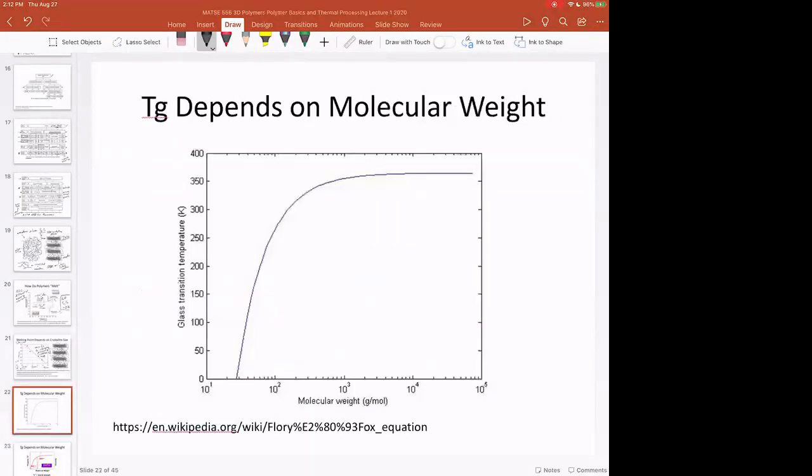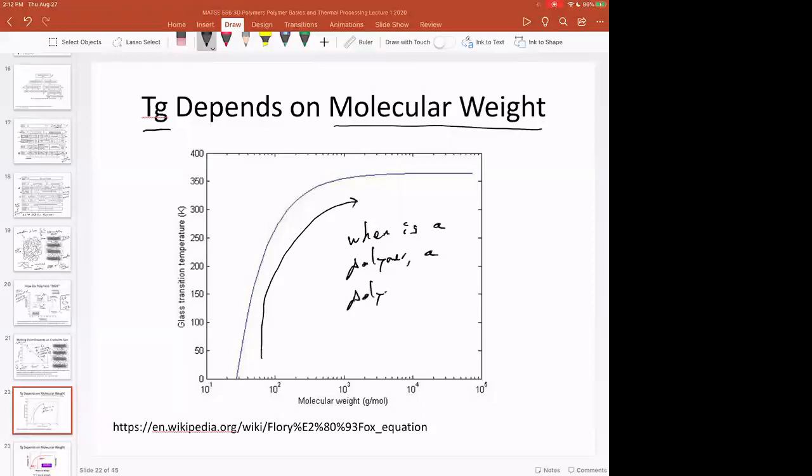All right, as Locke alluded to, molecular weight is really important. And it turns out that the glass transition temperature, not the melting temperature in this case, but TG, really depends on molecular weight, because this curve defines when a polymer is a polymer. Of course, if the molecular weight is too low, down here, this is called a monomer.